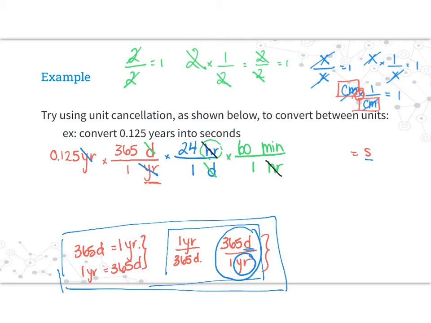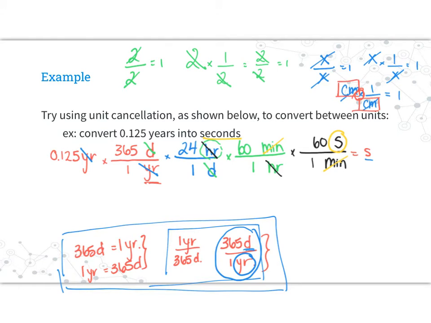So we're almost there. We have one more to do. We need to cancel minutes. A smaller increment than minutes is seconds. There are 60 seconds in 1 minute. Our unit of minutes cancel, and the only unit we're left with is seconds, which is what we wanted in the end.